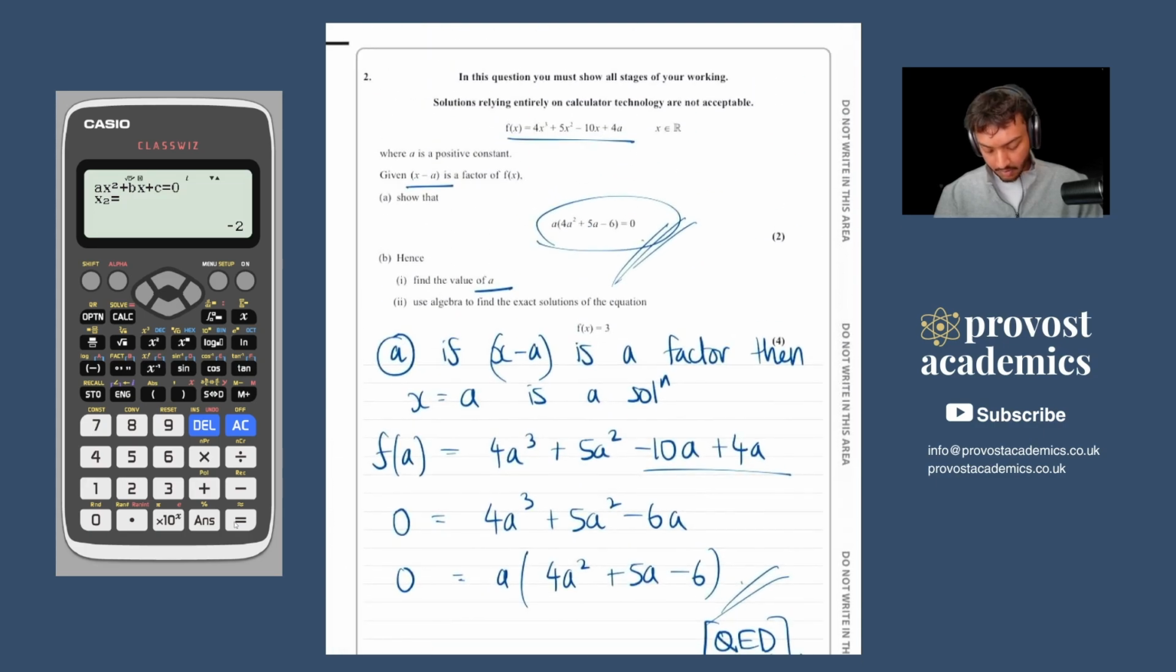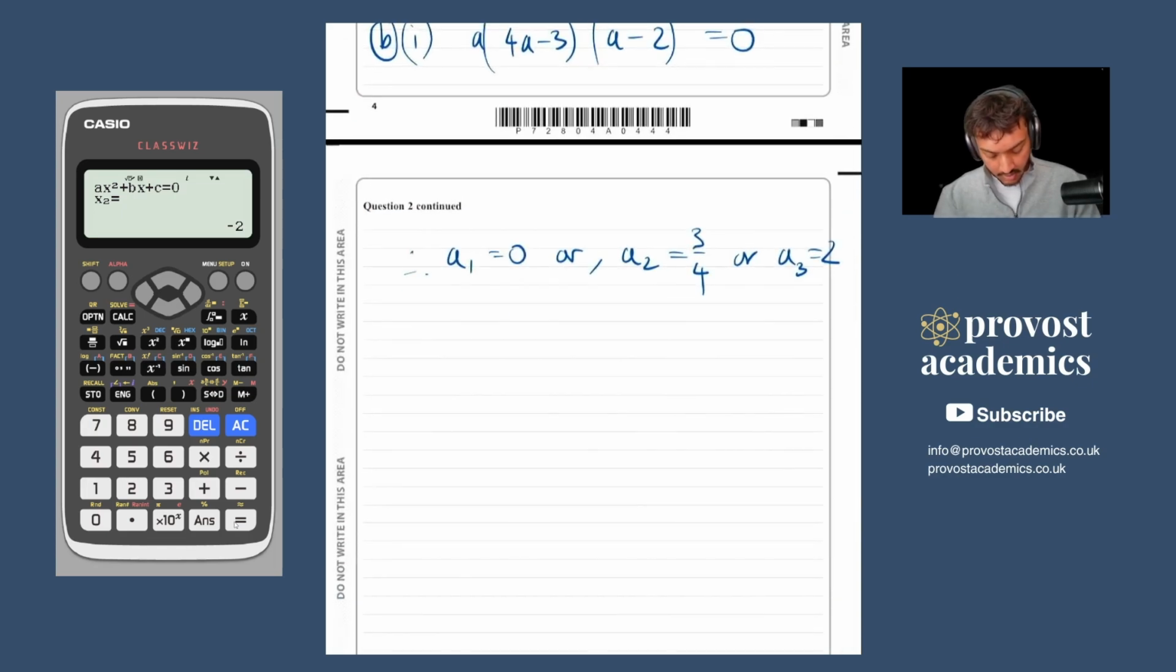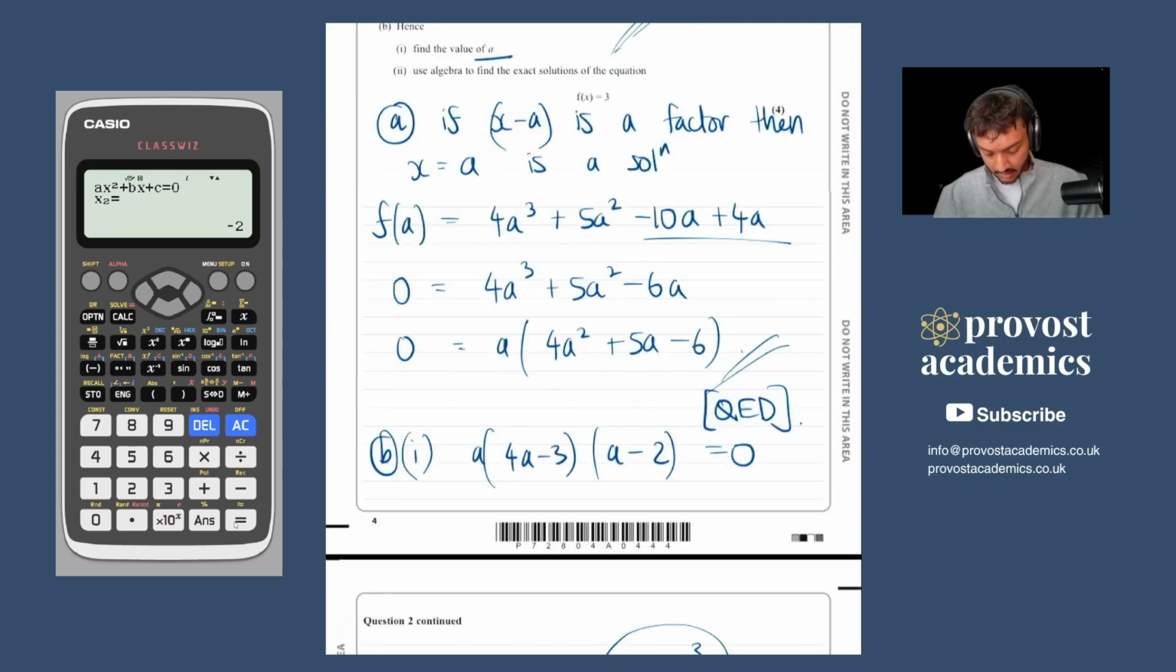Okay, now they want the value of a, and we can see that a is a positive constant, so therefore a must be equal to... sorry, that was minus 2, right? That was minus 2, so a must be equal to 3 over 4. So therefore a equals 3 over 4, and that's because a must be greater than 0.